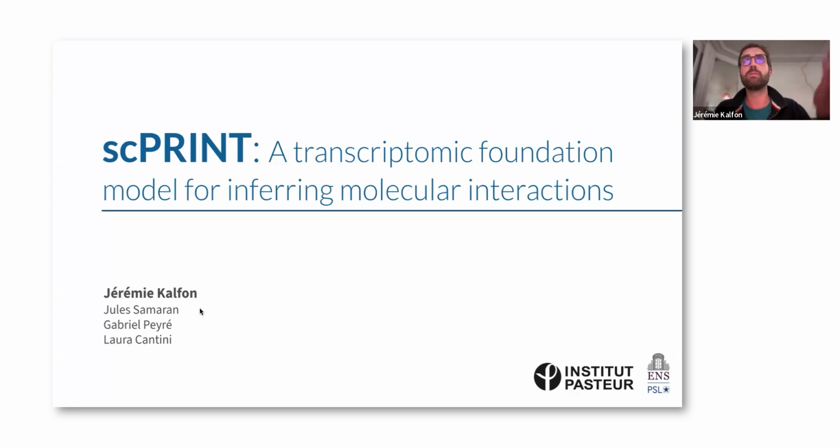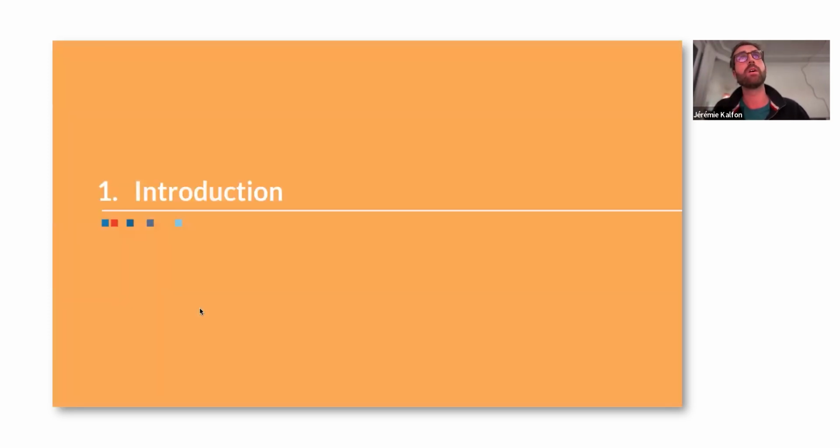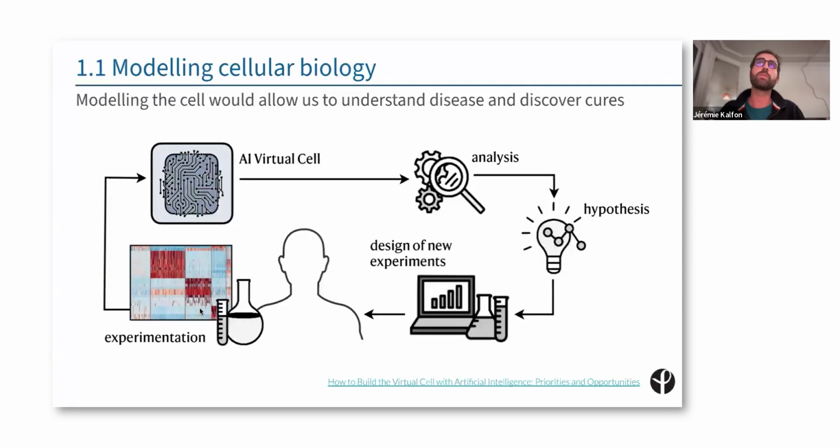Cool. This first project is called scPRINT, and it's a transcriptomic foundation model that does many things, amongst other inferring molecular interactions. To introduce, I want to explain the main ideas behind it. In cellular biology, there is this big goal of having a model of the cell. Recently you had the idea of an AI virtual cell. If you are able to model the cell really well, you can predict the effect of perturbations and drugs in silico, and so speed up the development of, for example, therapeutics.